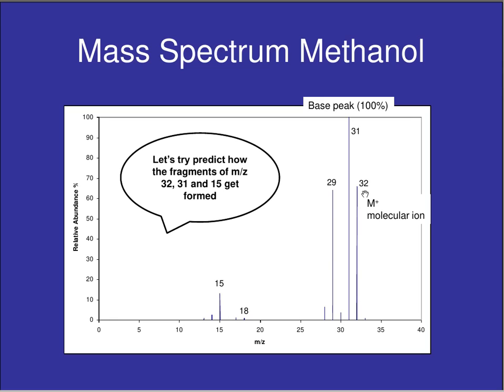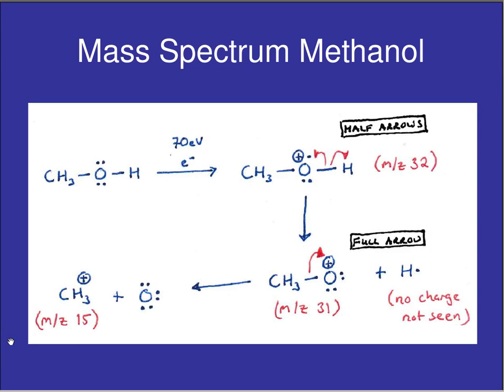But I want to go further here. I want to try and predict how we see this molecular ion at mass 32, how we could see this fragment at 31, and how we could maybe even see this fragment at 15, how those get formed. Of course, one could also try and explain why other fragments are formed, but that is beyond the scope of this course. So, what we need for this is a mechanism, and I'd like to run through how this mechanism occurs.